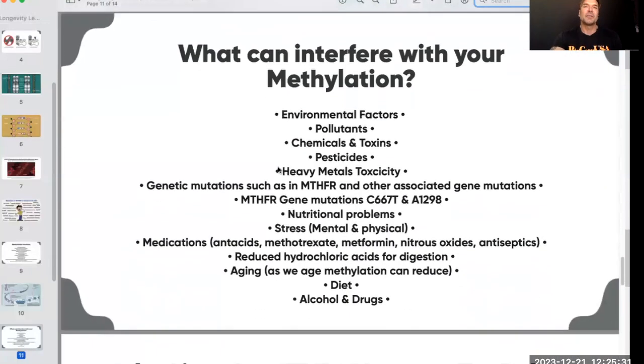So now, what can interfere with our methylation? There's many things. Environmental factors, pollutants, if you live in a big city, chemical toxins, which we have in our food supply, in the air, chemicals in our cleaning supply, even some of our makeup and stuff. Then pesticides is a big one. Pesticides we're exposed to more than anywhere here in the United States. We're spraying pesticides, insecticides on everything, and even some of the organic food has some residues on it.